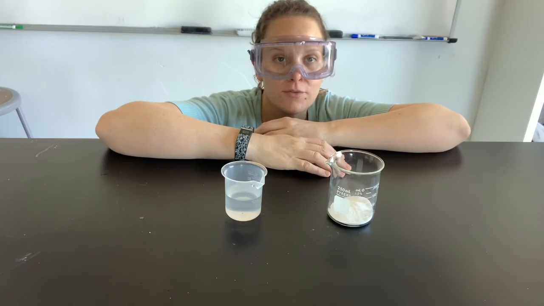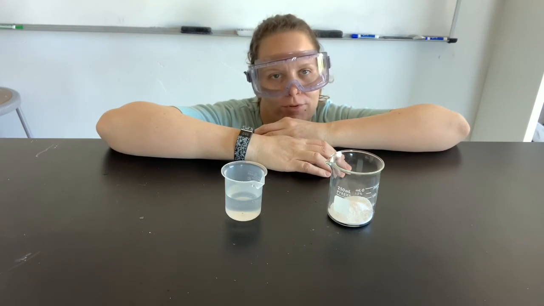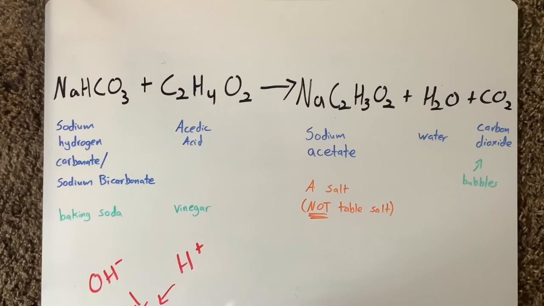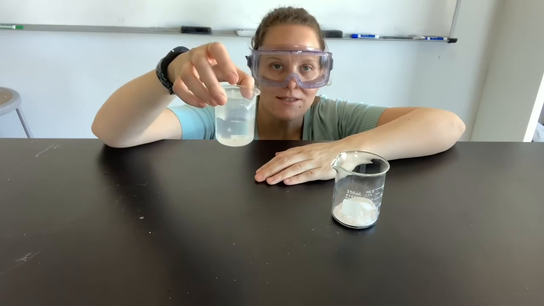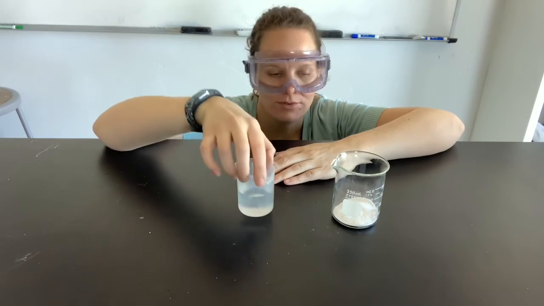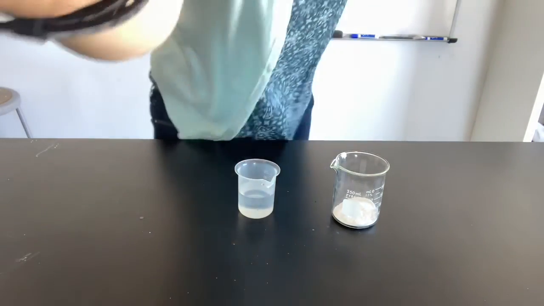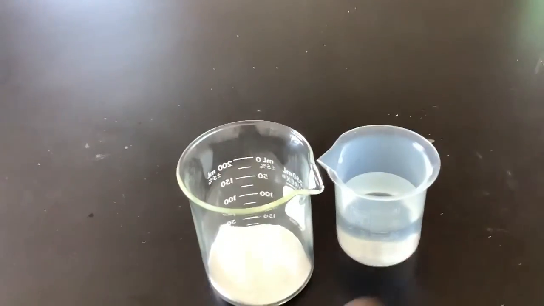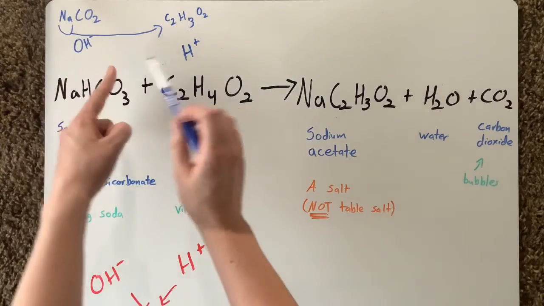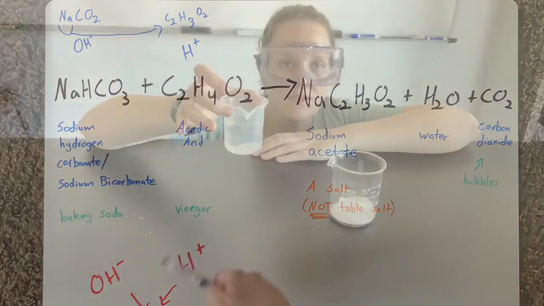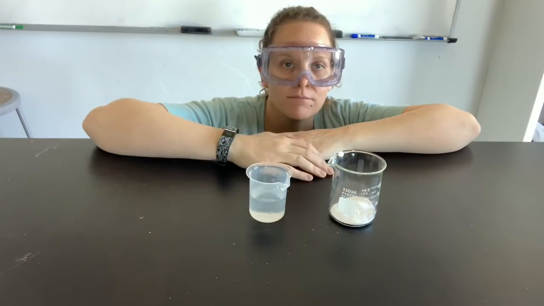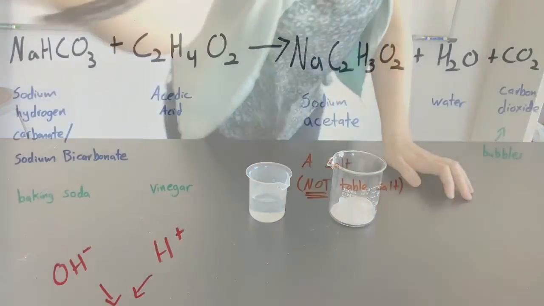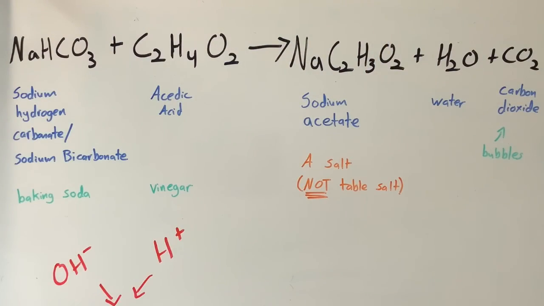Now I'm going to do another fun one. Dilute acetic acid. Let's try that again. If we took the hydrogen off of this, plus we have our hydrogen. Dilute acetic acid.